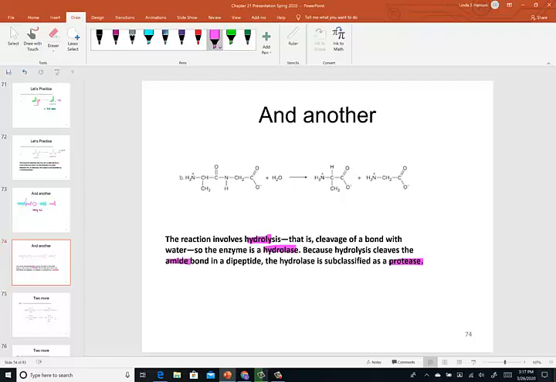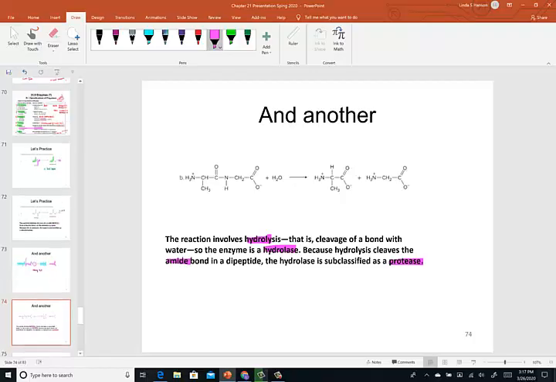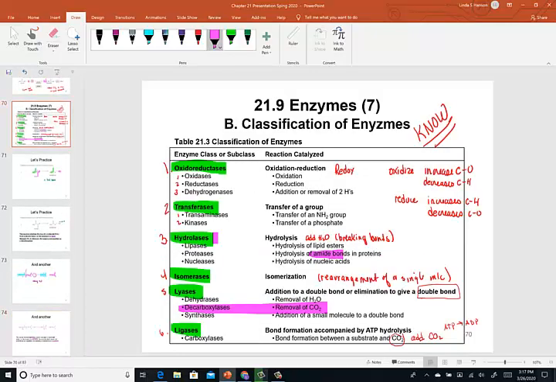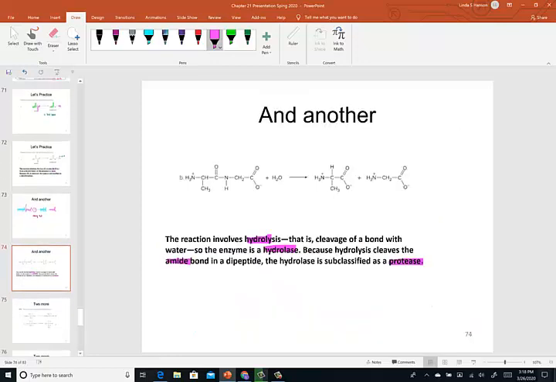So in that example, we said we broke the bond, so it was a protease and a hydrolysis, adding water that broke a bond, the bond that was an amide bond between two amino acids. So the main category of a hydrolase with a subcategory of a protease, the third of the 6 types of enzymes.